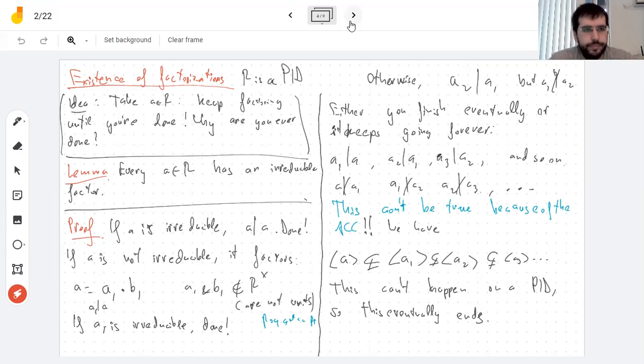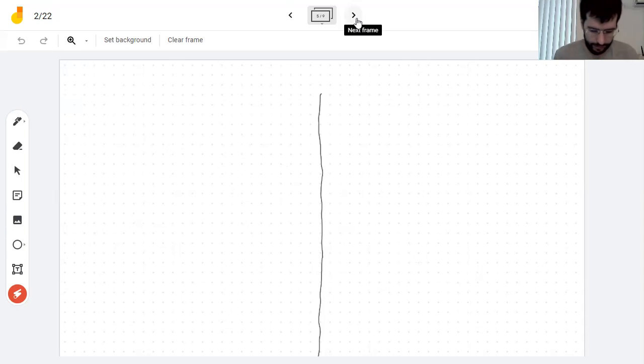And that's it. So we know that if this process ends, it must end with an irreducible. So there you go. This shows the lemma. This shows that every element has an irreducible factor. So, any questions? Okay, so let's finish. Let's bring it home.